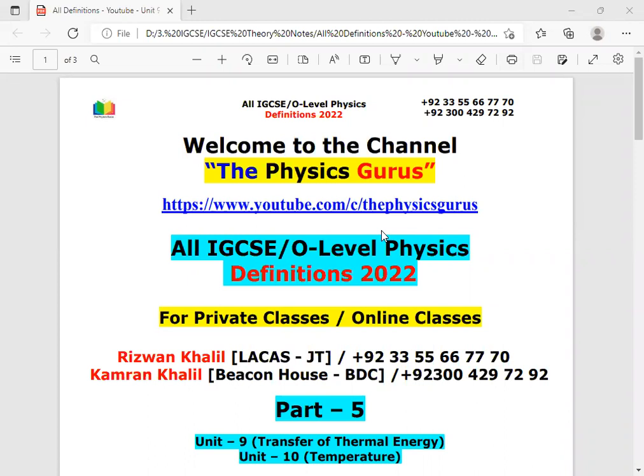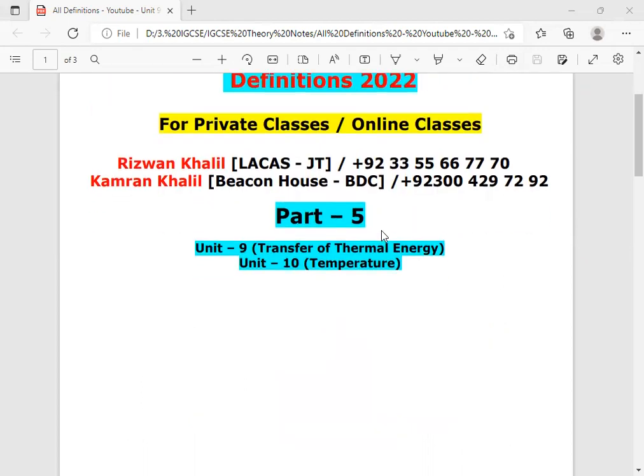So, this is episode number 5 of the definitions of O-level and IGCSE physics of the syllabus 2022. In previous parts, we have discussed the definitions starting from unit number 1 up till unit number 8. And in part number 5 or episode number 5 of the definitions, we will discuss the definitions of unit number 9, that is transfer of thermal energy, as well as definitions of unit number 10, that is temperature. So let's start the definitions of unit number 9, that is transfer of thermal energy.